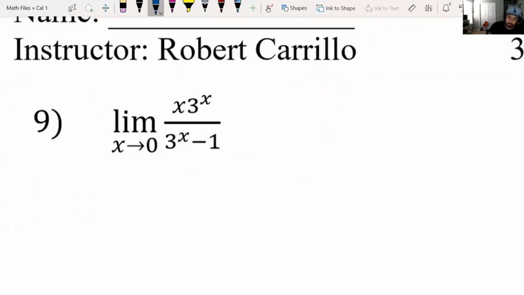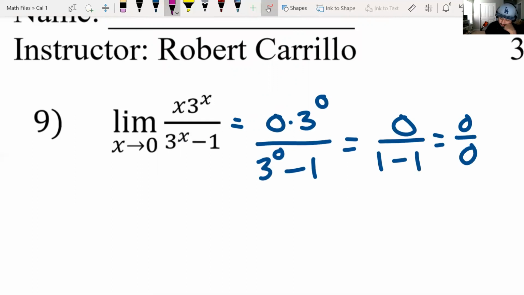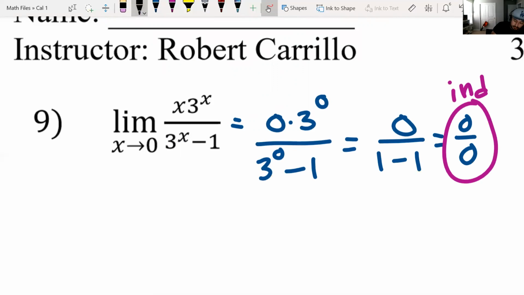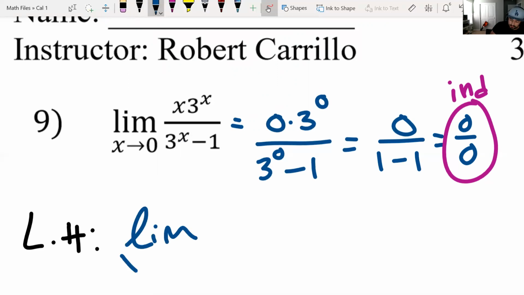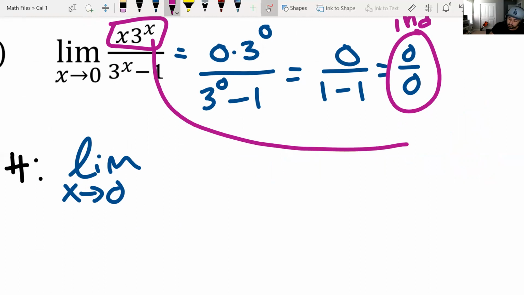Nine. Going. Plug in 0, you get 0 times 3 to the 0th over 3 to the 0th minus 1. That just becomes 0 over 1 minus 1, 0 over 0. Indeterminate. Okay, so that means we get to use L'Hopital's, and I get the limit as x approaches 0. And now this part is going to have to be product ruled, because it's x times 3 to the x.